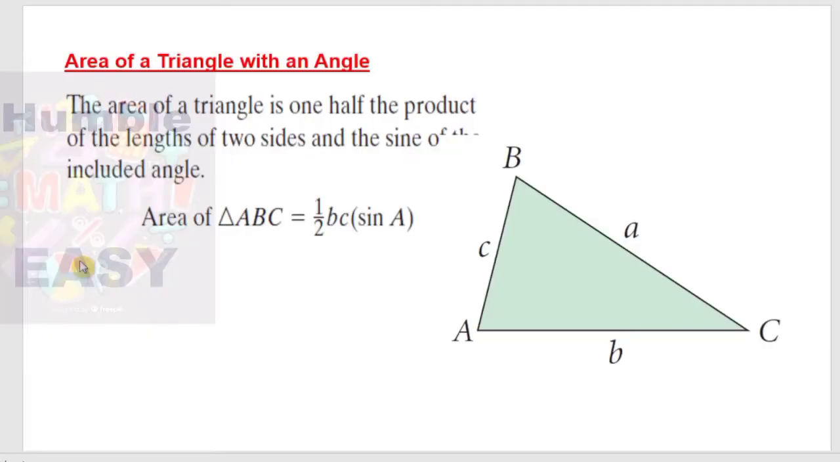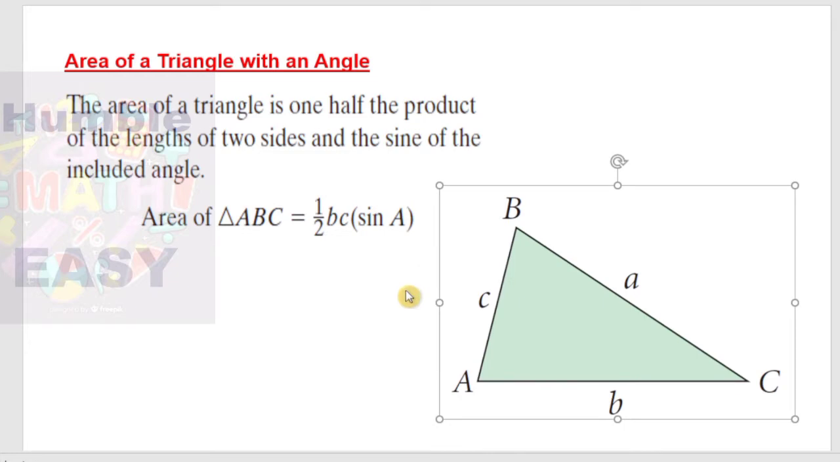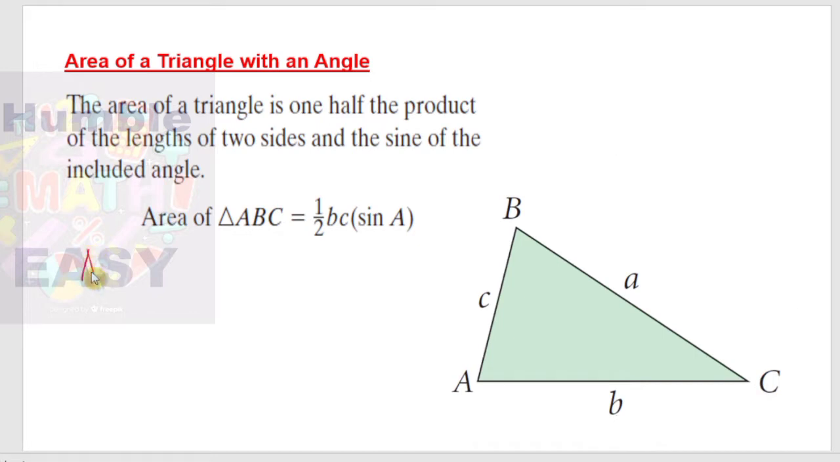Here it goes. So we have here the area of a triangle with an angle given. With the angles that we have here, let's say angle A, angle B, and angle C. For us to be able to get the area of a triangle, recalling that we have a basic area of the triangle, the area is equal to 1/2 base times the height.